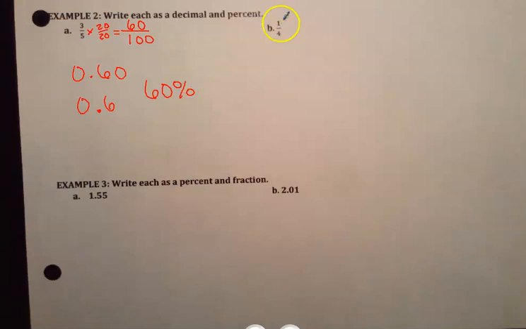Same thing with B. You can say, all right, I want my denominator to be 100. So 4 times what gets me 100? Well, 4 times 25. So 1 times 25 is going to give me 25 hundredths, which you probably already knew. So that as a decimal is 0.25, and it's 25%.